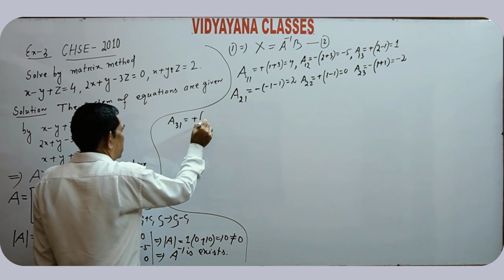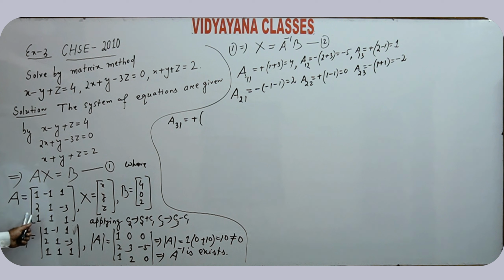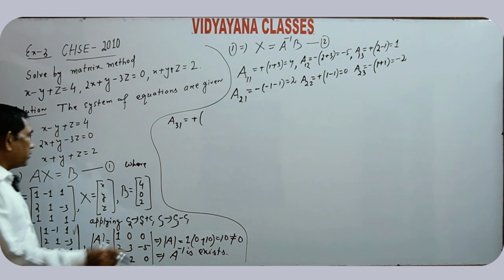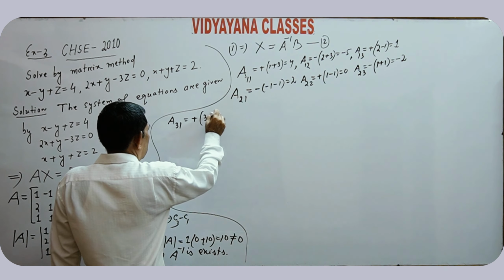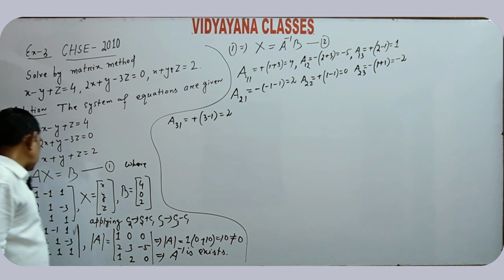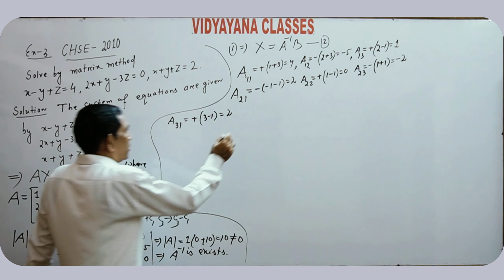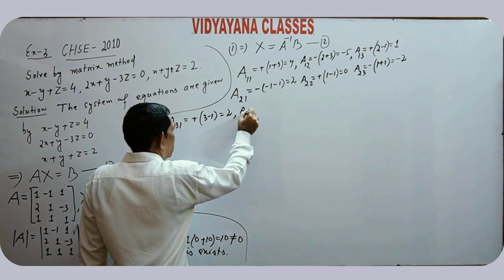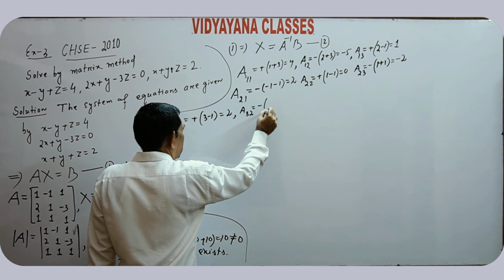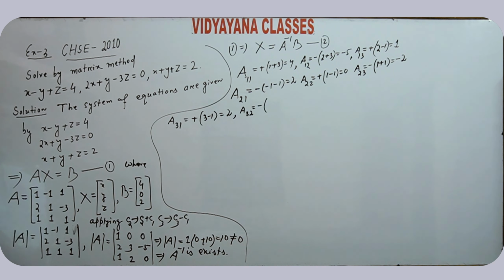Its sign is positive. Deleting the third row and the first column, it gives 3 minus 1 is equal to 2. A32, its sign is negative. Deleting the third row and the second column, it gives minus 3 minus 2.